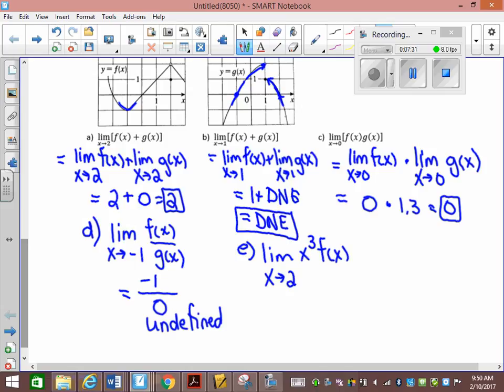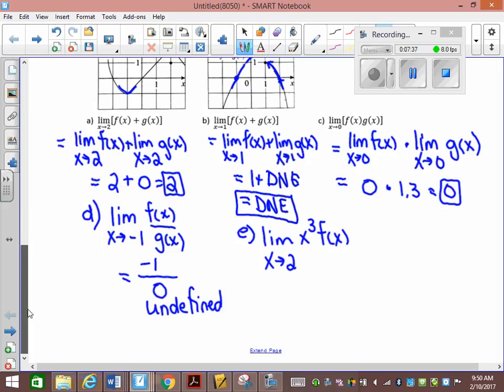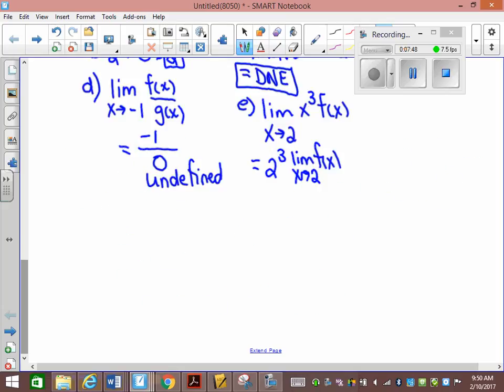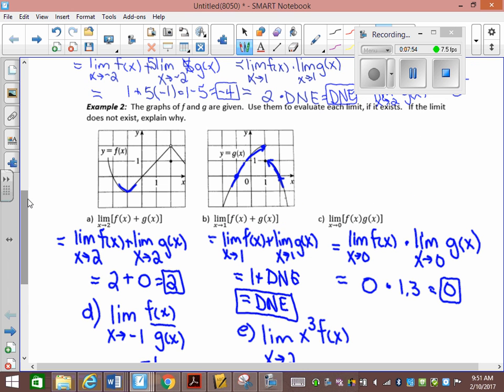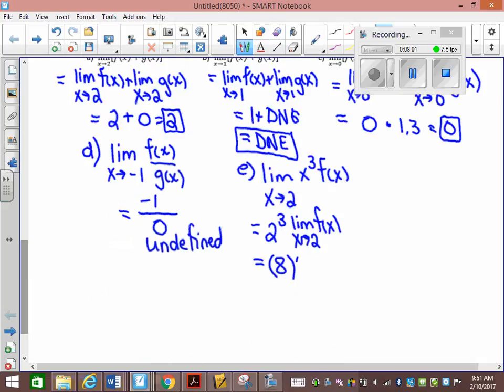E is the limit as x approaches 2 of x cubed times 5x. So we can take that x cubed out, but when you take the x cubed out, what is the value of x? 2. So we're going to get 2 cubed out here. The limit as x approaches 2 of f of x. 2 cubed is 8 times, when I approach 2 on f of x, I'm approaching 2. So it's 16.